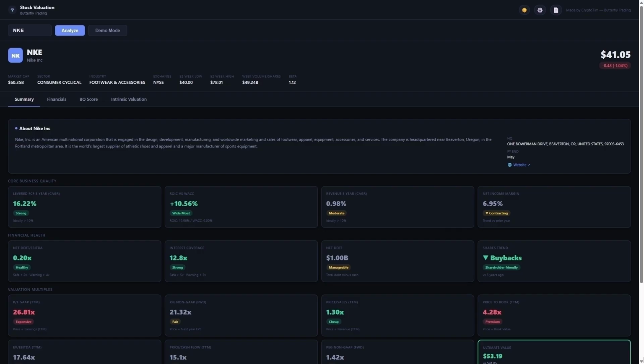So in this video I will be going over the features of this tool using Nike, ticker NKE, as an example. So hopefully by the end of the video you will understand the tool a little bit better and you will be able to use this on your own. So without further ado, let's jump right in.